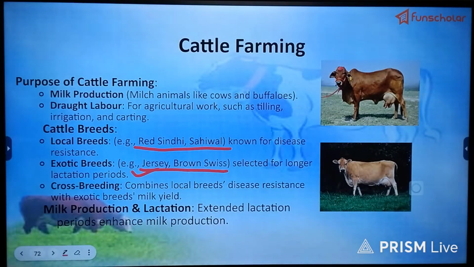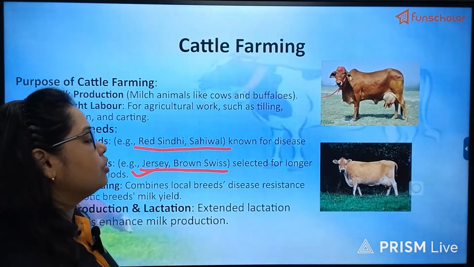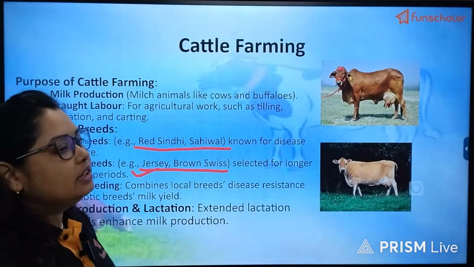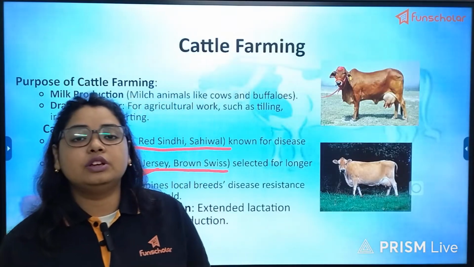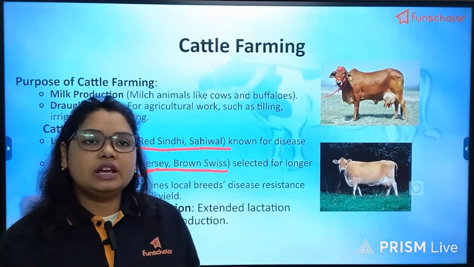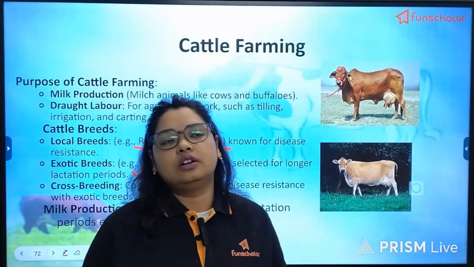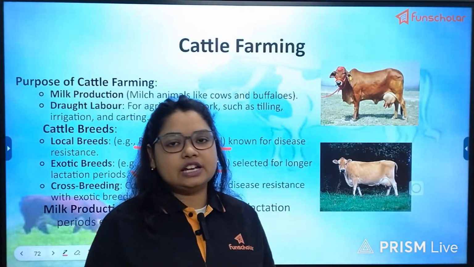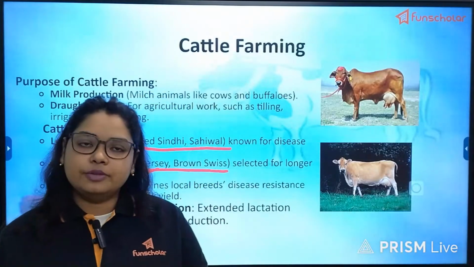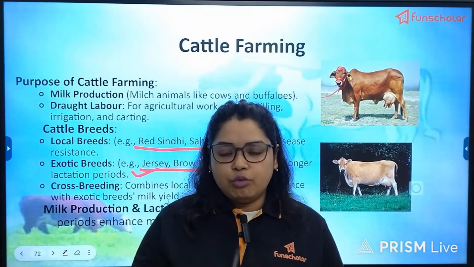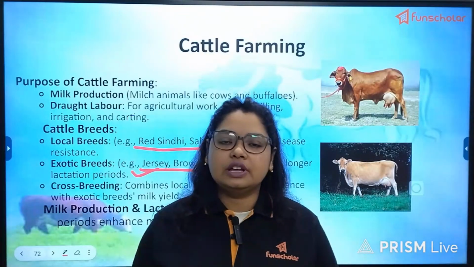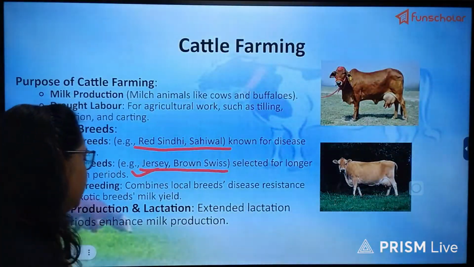Milk production and lactation help to improve the quality, or help to gain more profit in the milk industry, because from milk we have so many products that can be manufactured. So milk production is an essential quality in case of cattle farming, both the quantity of the milk and the quality of the milk. And both these things are also associated with the duration of the lactation period.